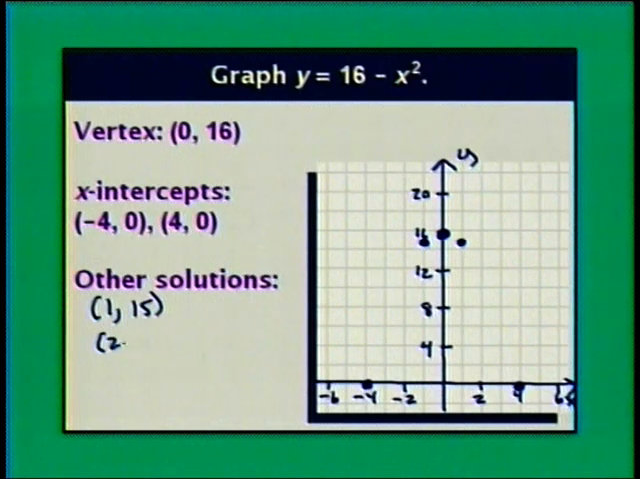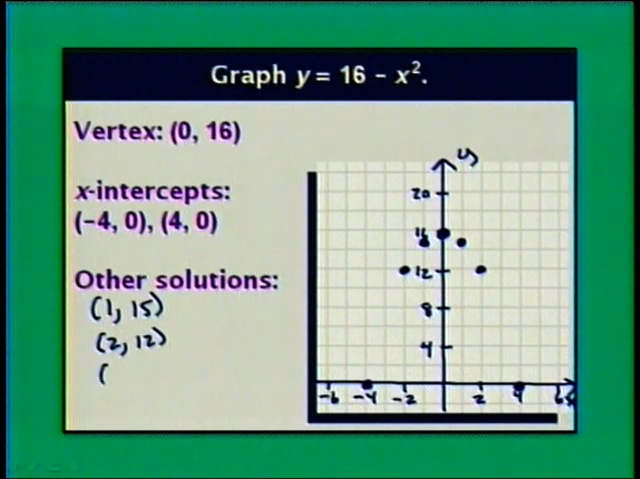How about when x equals 2? Then y equals 16 minus 2 squared, 16 minus 4, which is 12. So 2, 12 is on my parabola, and using symmetry, -2, 12 is also on the parabola.